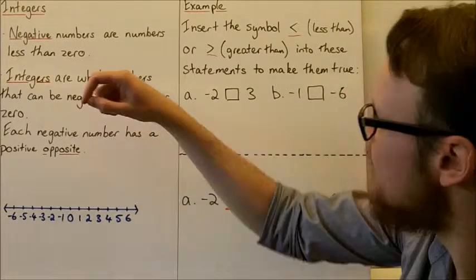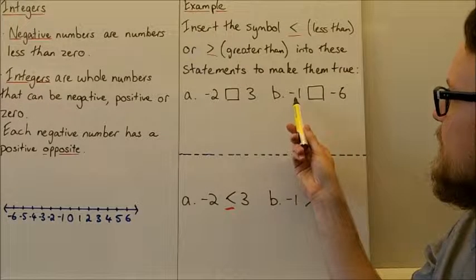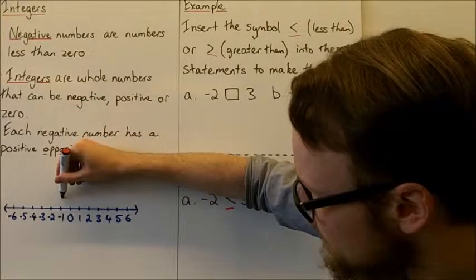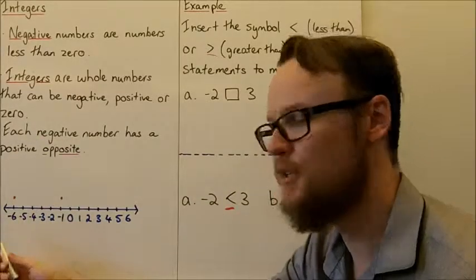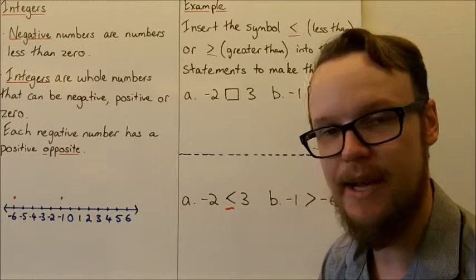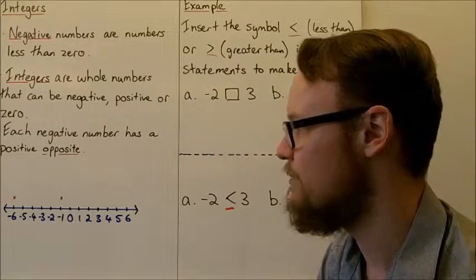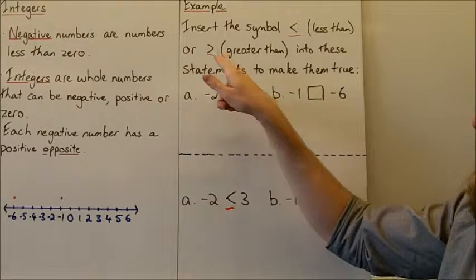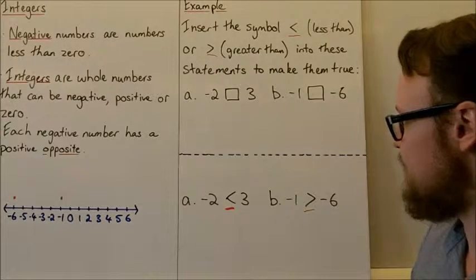If we look at the next question here, we're trying to find which symbol goes in between -1 and -6. So if we look at them on our number line, -1's here, -6 is here. Now I can see that -6 is further to the left than -1, so -6 is less than -1. If we're thinking about it as temperature again, -6 is going to be colder than -1 degrees Celsius. So that means -1 is greater than -6, and we need to use the greater than symbol.